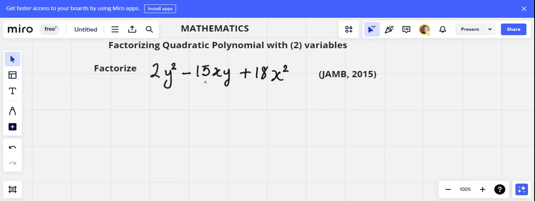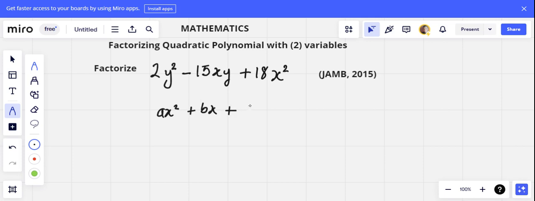This is the quadratic expression we are familiar with: ax squared plus bx plus c, where a is the coefficient of x squared, b is the coefficient of x, and c is the constant. However, the one we have here has two variables, x and y. So how do we factorize this?